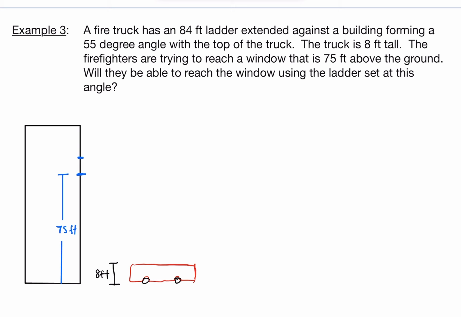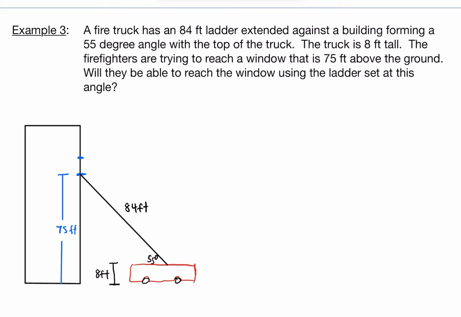And we have a ladder, an 84-foot ladder that is extended against the building, forming a 55-degree angle with the top of the truck. So let's say this is the ladder, and this is 55 degrees right here. This is a 55-degree angle with the top of the truck, and we're told that this is 84 feet.